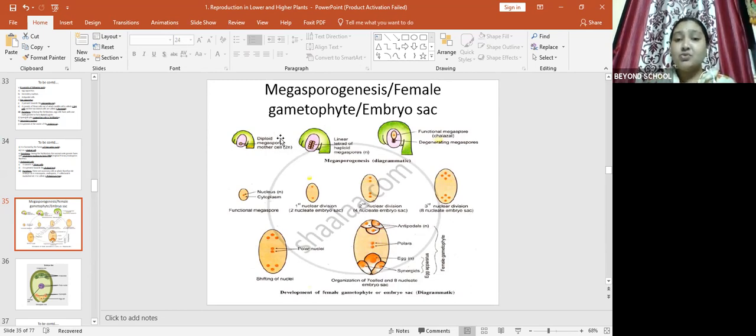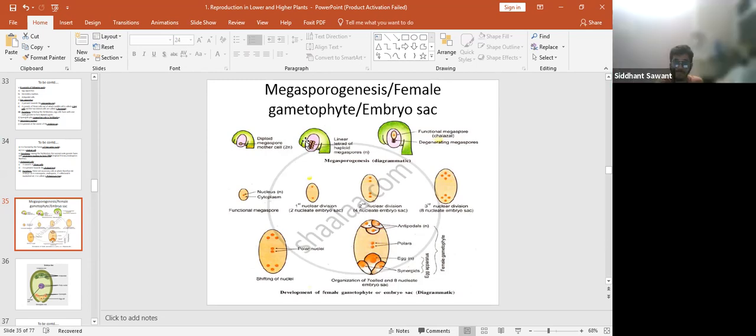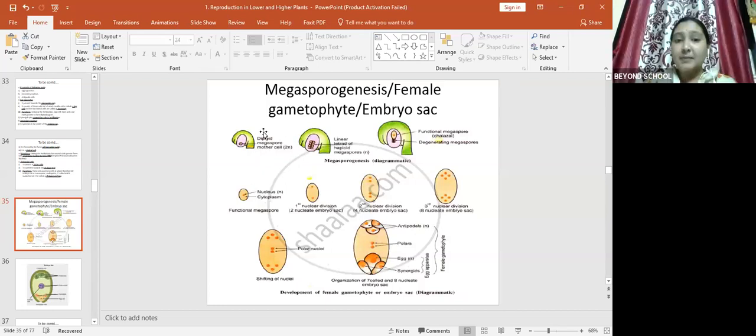It is going to divide mitotically. Yes or no, Siddhant? Right. Meiotically, sorry, I said mitotically; it will divide meiotically, right? So this megaspore mother cell will start to divide meiotically. When it divides meiotically, what will happen in megasporogenesis? How many megaspores will be formed? A tetrad will be formed, which means four megaspores will be formed, right?